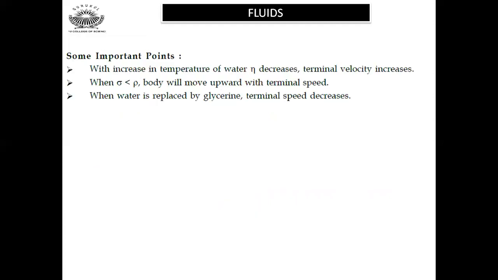With an increase in temperature, eta of water decreases and terminal velocity increases. And when sigma is less than rho, the body will move upward with the same terminal speed. When water is replaced by glycerin, terminal speed decreases. So this is how we have the equations related to terminal velocity. So this is all about your fluids chapter.